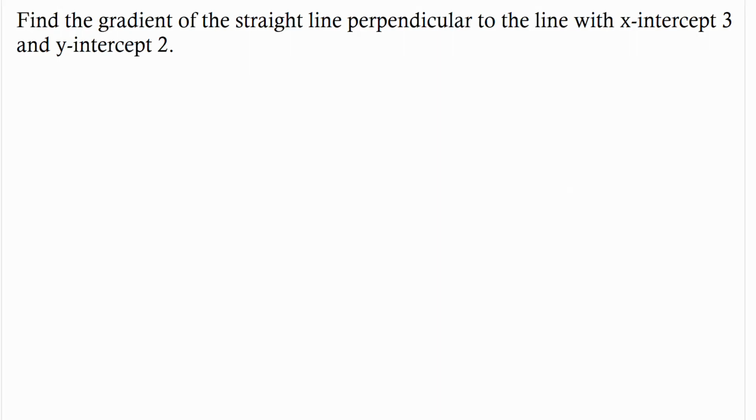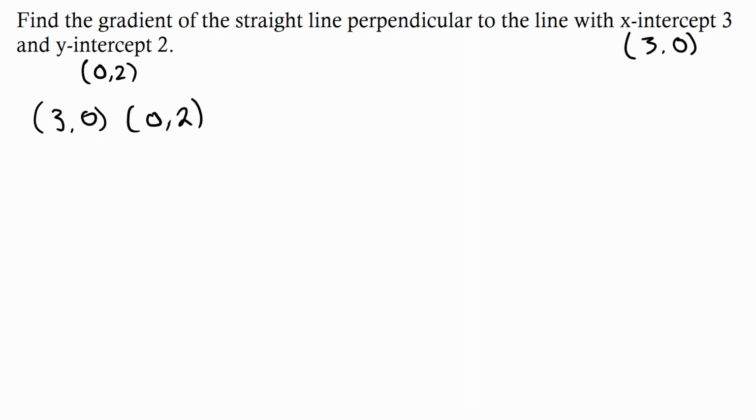So here's our next problem. Find the gradient of the straight line perpendicular to the line with x-intercept 3 and y-intercept 2. The first thing we need to do is find our gradient. I'm going to write these out in a better way. The x-intercept is essentially (3, 0). The y-intercept over here is going to be (0, 2). So (3, 0), (0, 2): x1, y1, x2, y2. Now you may know where I'm going from here. I'm going to find my gradient.